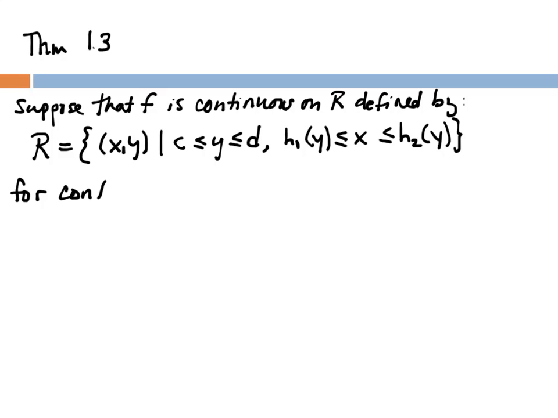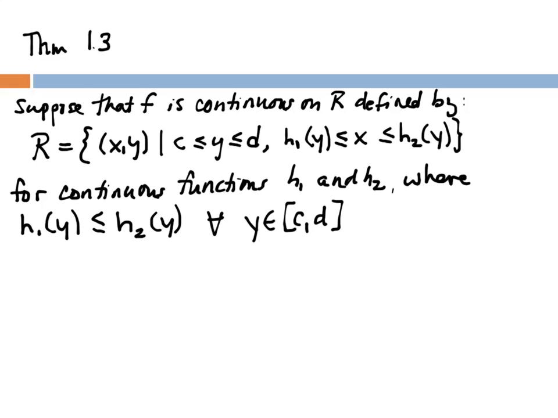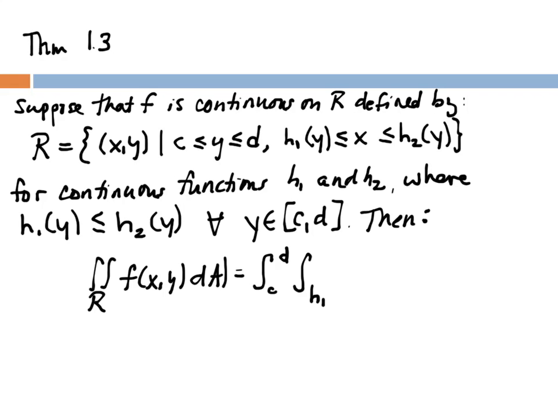For continuous functions h1 and h2, where h1 of y is less than or equal to h2 of y for all y in [C, D], then the double integral over our region R of our function f of x, y, dA can be done by taking the integral from C to D, the integral from h1 of y to h2 of y, of f of x, y, dx, dy.